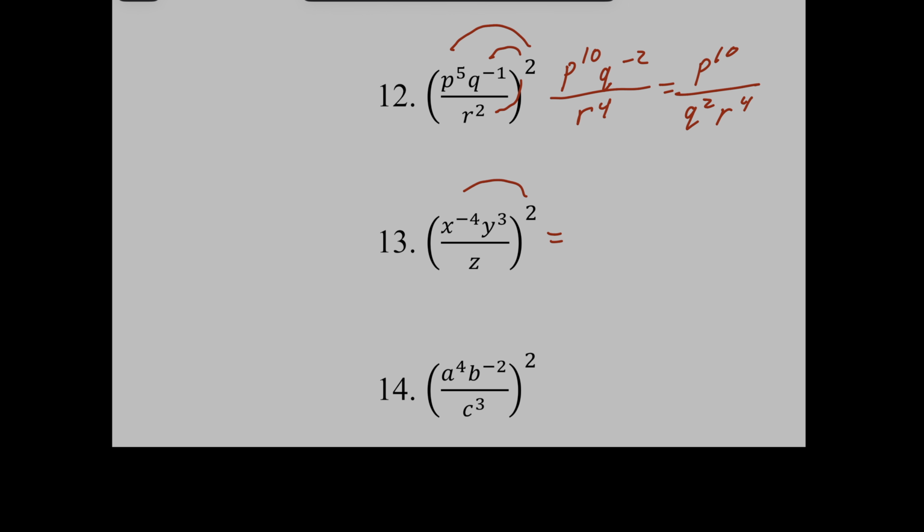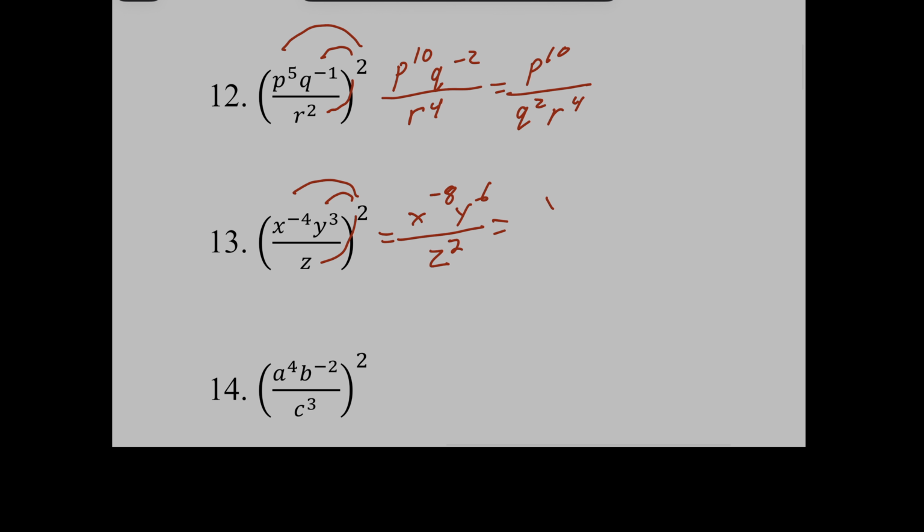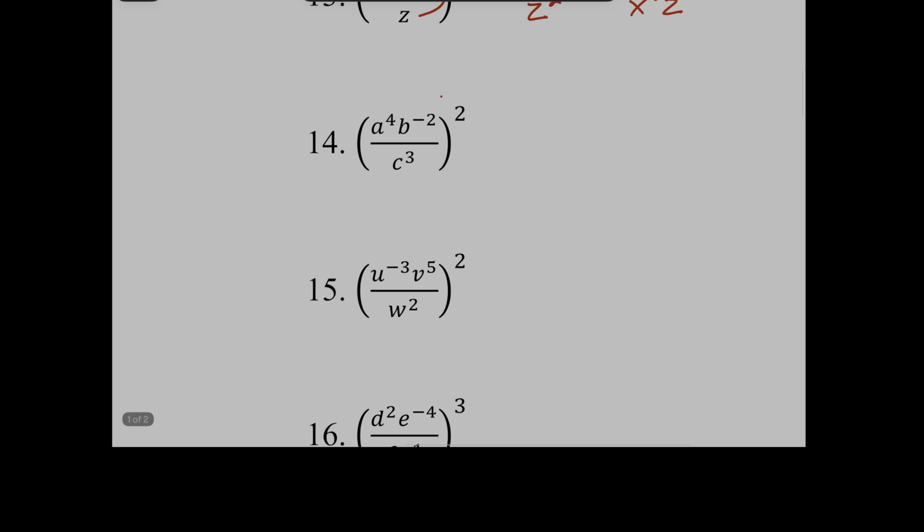Don't judge me. So I'm going to do the first, do the second, do the bottom. I'm going to get x to the negative 8, y to the 6 over z squared. So that's going to equal y to the 6 over, we're going to do the x to the 8, z squared.